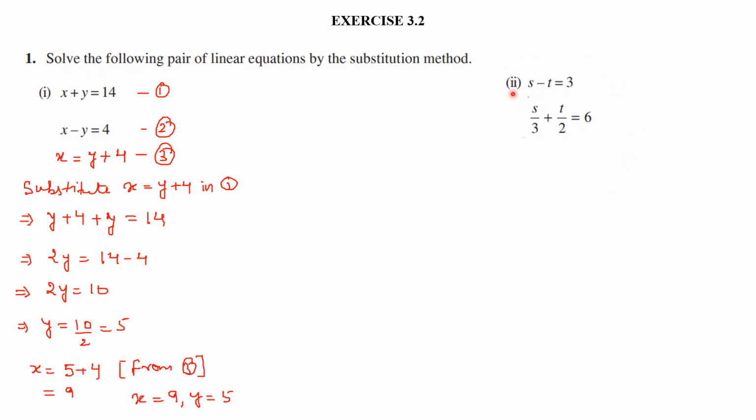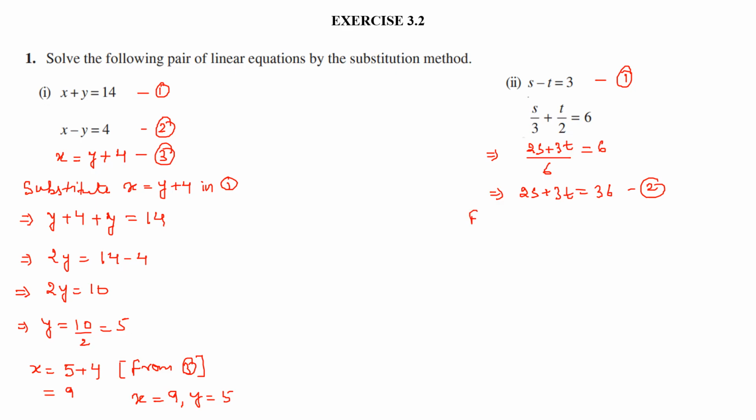Now, second part, you can see the first equation is s minus t equal to 3, and the second equation is given in the fractional form. So it is better, if the equation is there in a fractional form, please take the LCM, and you will see that the fraction you can remove. So if you take the LCM of 3 and 2, it will become 6. So it will become 2s plus 3t equal to 6. Now cross multiply. So 2s plus 3t equal to 36. Now this is your second equation.